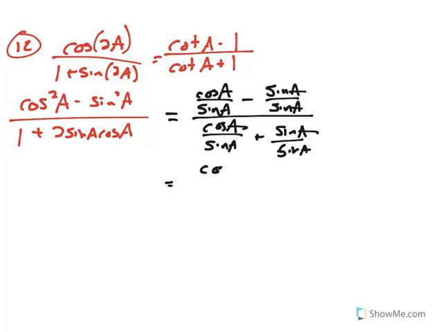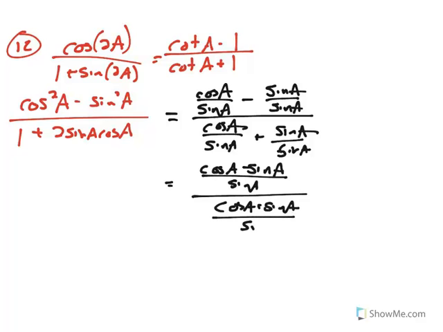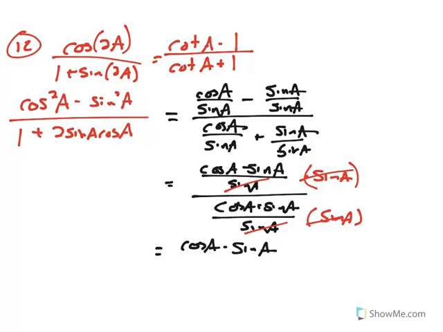I add or subtract my fractions together. Then to make it so it's not a complex fraction, I can multiply the numerator and denominator by sine of A. Cancels sine of A's in lots of places, giving us cosine of A minus sine of A over cosine of A plus sine of A. At this point, I wouldn't know what to do if I didn't have a left side.